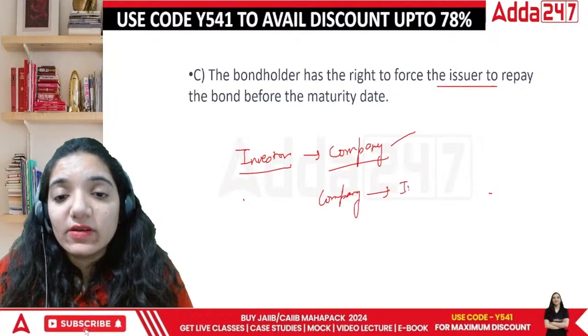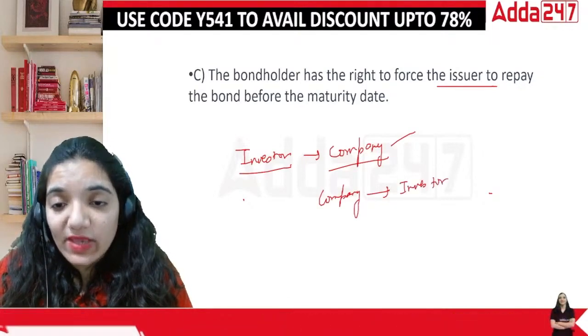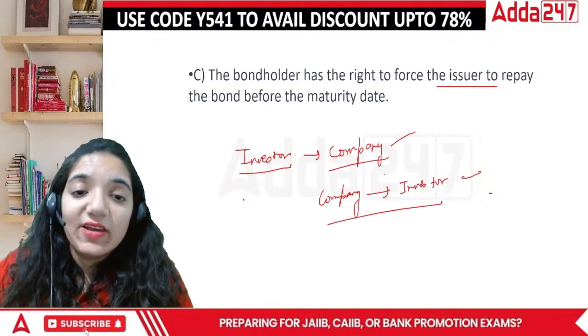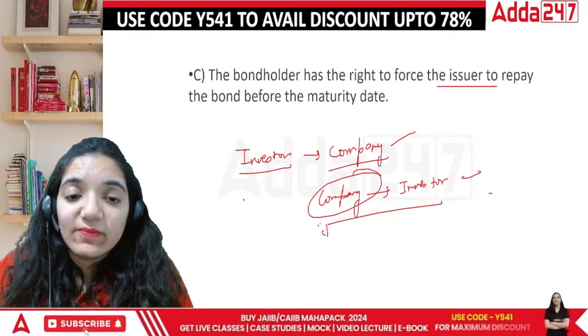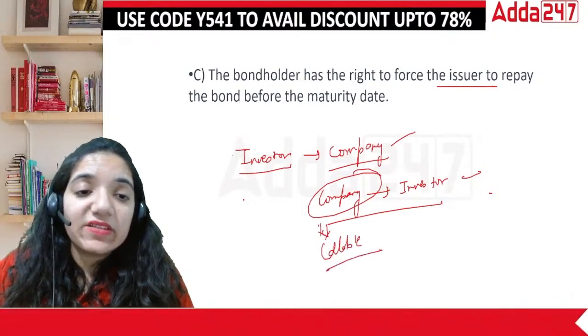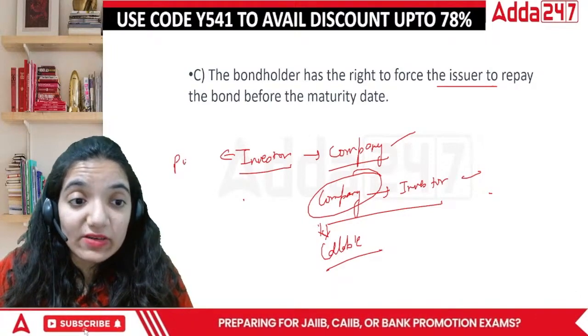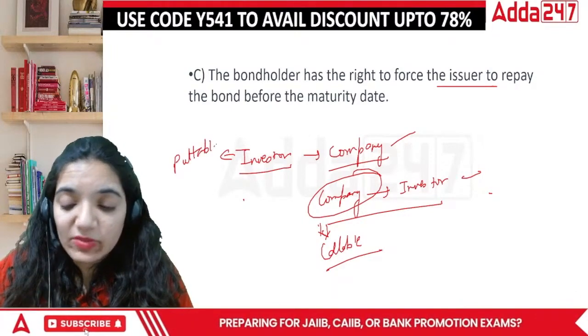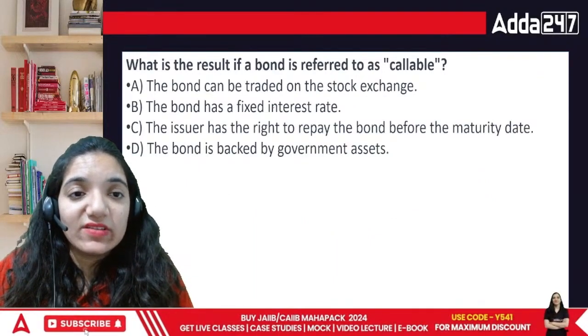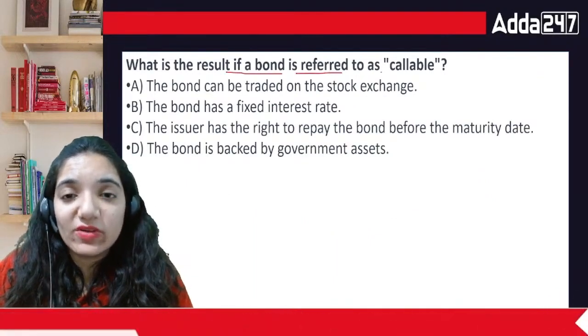And when the company has the right to call the investor to make the payment, this is where they call it callable. Okay? Company has the right, then callable, and the person is asking for their right, he's putting it on the desk. Na? These are putable. So that's the answer. Acha, what is the result if the bond is referred to as callable?